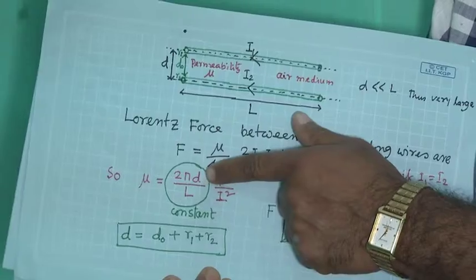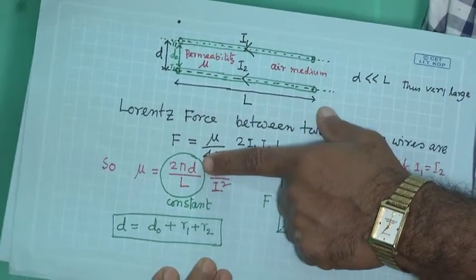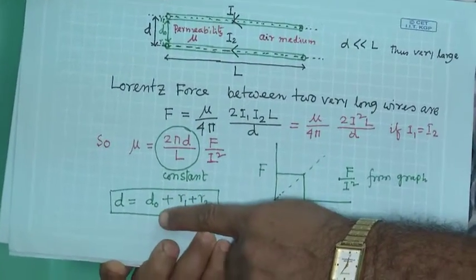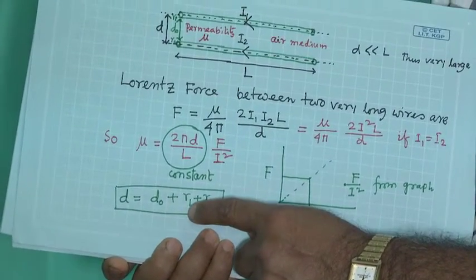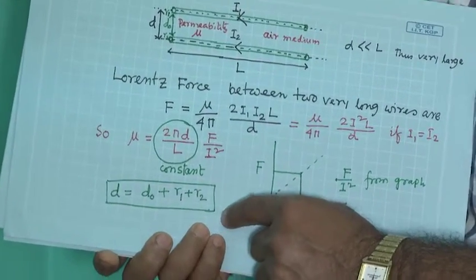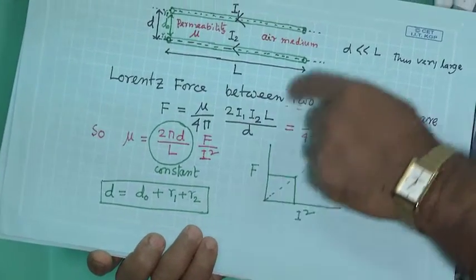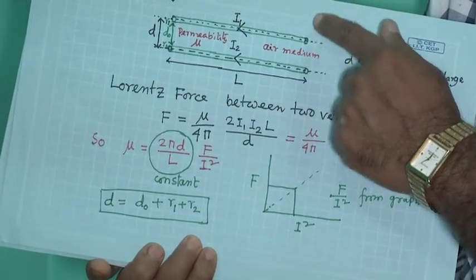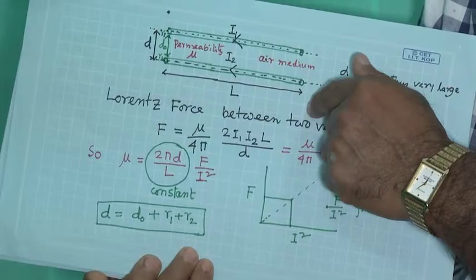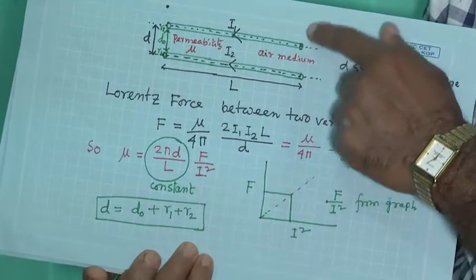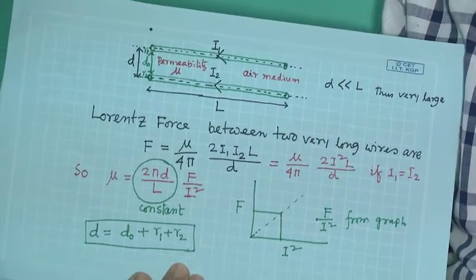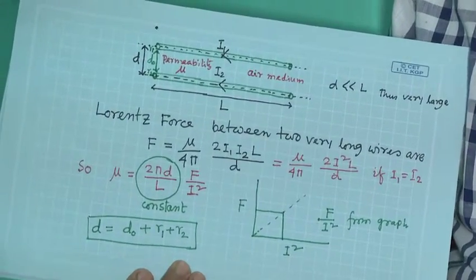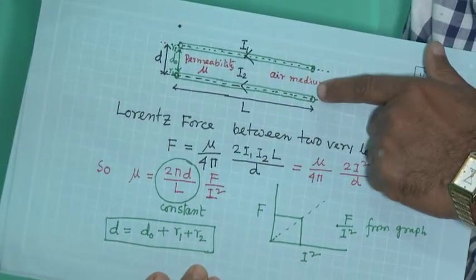We have to measure D, and in D there are 3 parts. One is D0, R1, R2. So, obviously R1, R2 is the diameter radius of the wires, wire 1 and wire 2. So, we will use screw gauge, basically we will use screw gauge.